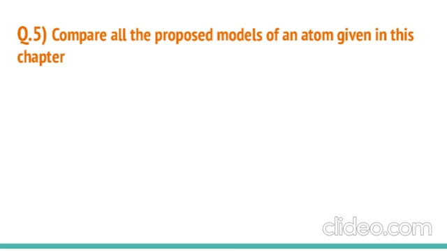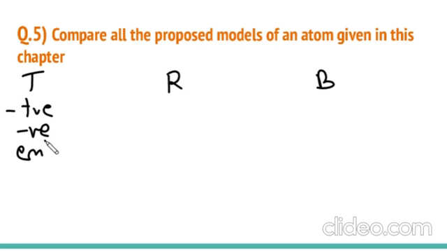Next is compare all proposed models of an atom given in this chapter. This means you have to compare Thomson's, Rutherford's and Bohr's models. For Thomson I'm just writing T, for Rutherford's I'm writing R, and for Bohr I'm writing B. So how will we compare this? When I talk about Thomson, the plum pudding model, what did he explain? That positive and negative charges are embedded. I'm just writing in short, you'll get it ahead. They are embedded in the atom only. Only that much, and there were many demerits also.